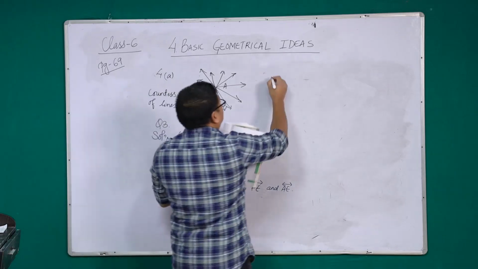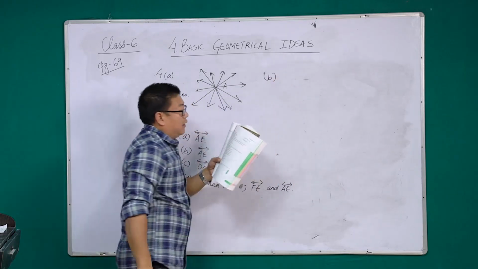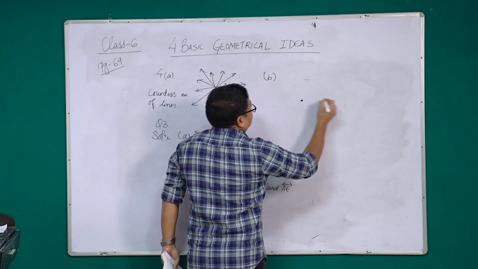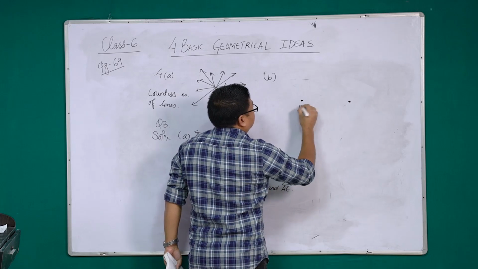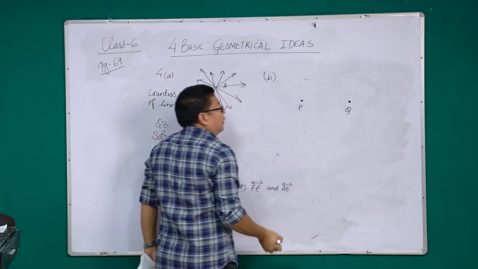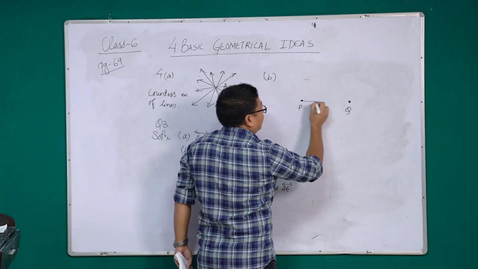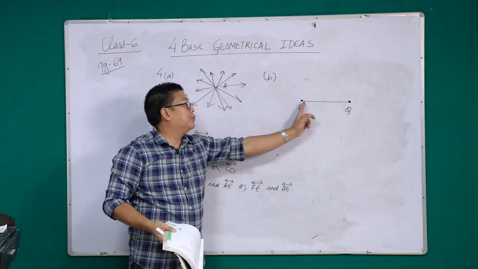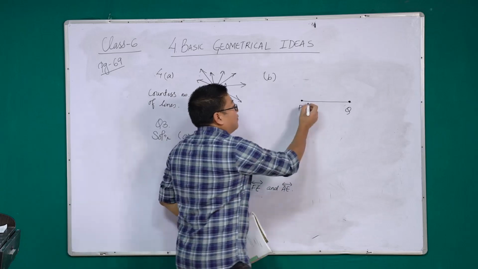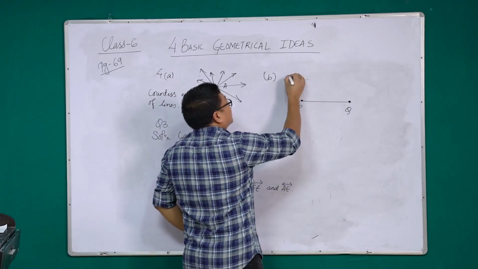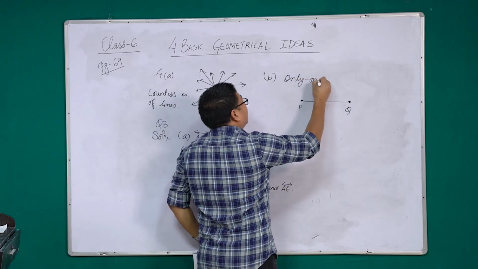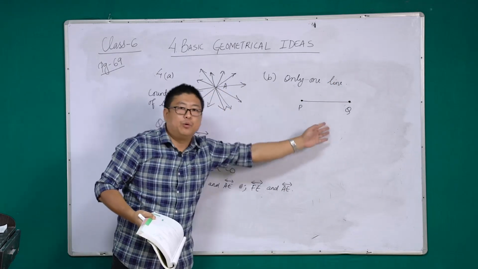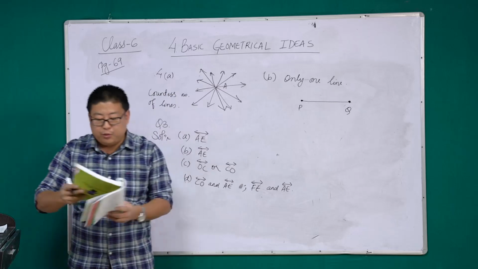For B, through two given points, let's assume 2 points, P, Q. Now if you draw a line, it's just going to be one line that you can draw through this. All right, just one line. So you can say that only one line can be drawn through P and Q. I hope this is clear with you.